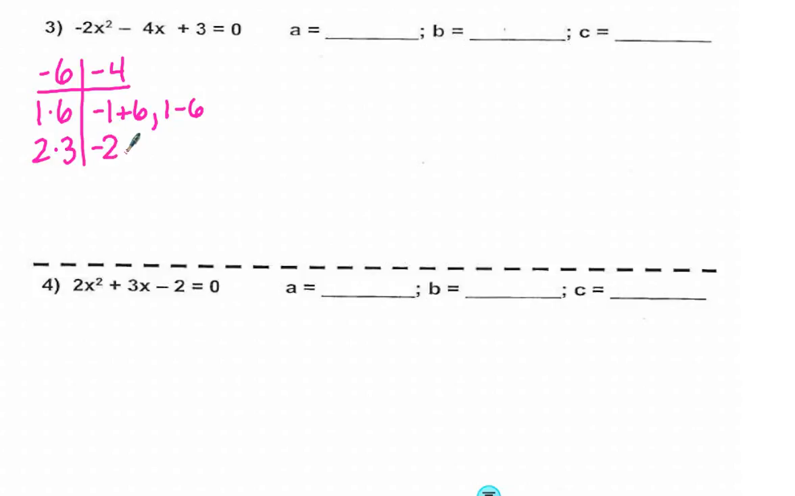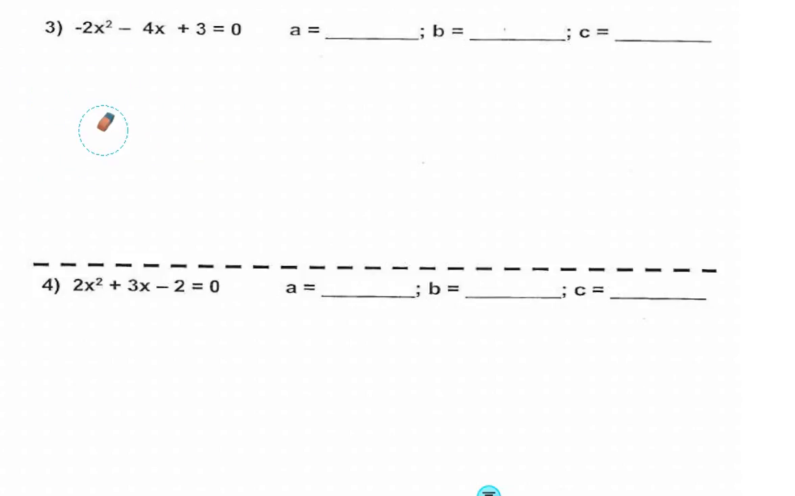If I do negative 2 plus 3, or even negative 2 minus 3, or any of that, they're not ever going to end up equaling negative 4, which is why we have to use the quadratic formula in this example, okay?